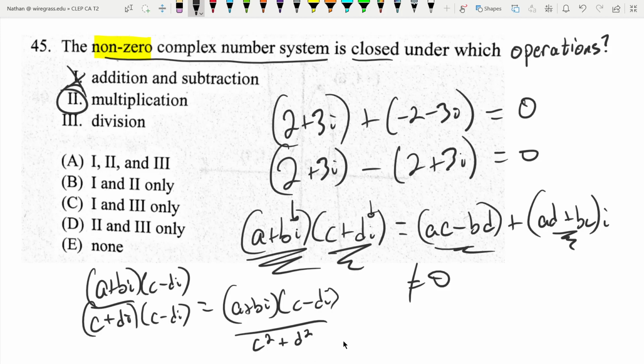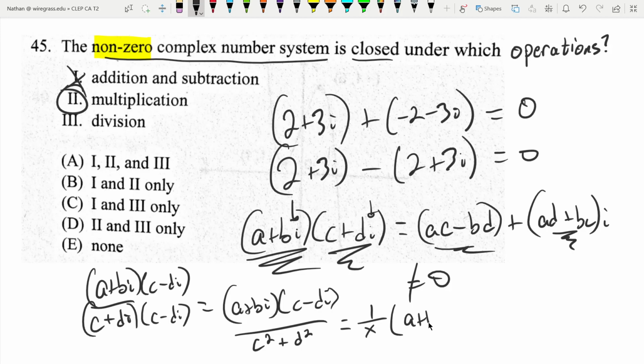C squared plus D squared is just a real number. It's not anything fancy. It's not a purely complex number, it's going to be a real number. Real numbers are complex numbers. But what we end up having here is some real number, let's just say 1 over x, for instance.